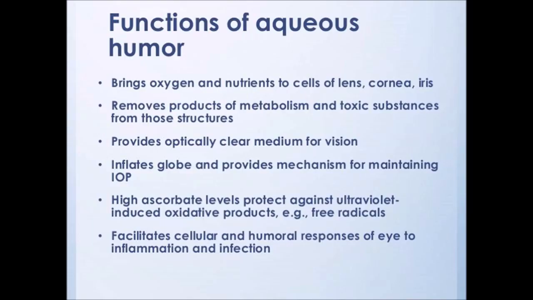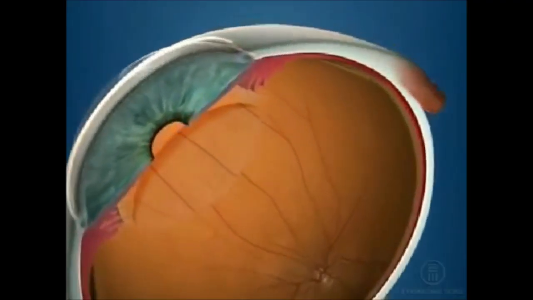Now coming to aqueous humor. Aqueous humor brings oxygen and nutrients to the cells of the lens, cornea and iris. It removes products of metabolism, provides an optically clear medium for vision, inflates the globe, protects against ultraviolet induced oxidative products, and facilitates cellular and humoral responses against inflammation.